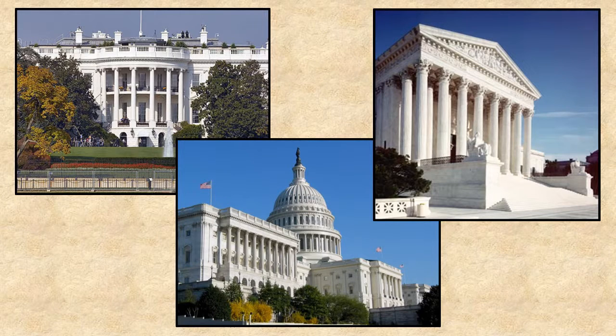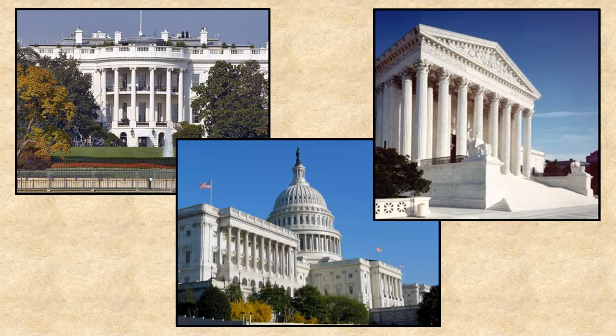The first of the things that a constitution does can be seen in this collection of three pictures. To the upper left is the White House. The bottom center is the United States Capitol building, where the United States Congress sits. And to the upper right is the United States Supreme Court building. These are the three branches of the United States national government. These are the structures of the government of the United States of America.